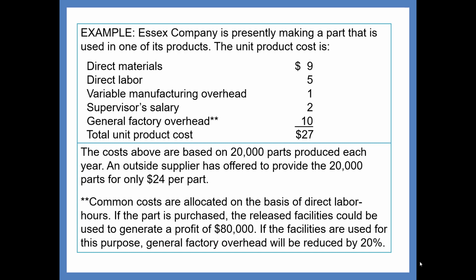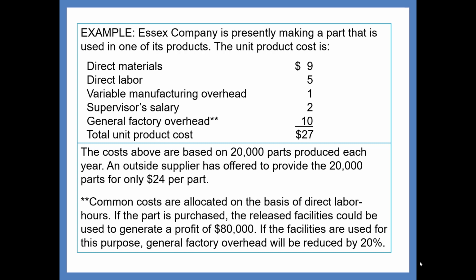Essex Company is presently making a part that is used in one of its products. The unit product cost is direct materials, $9 per unit, direct labor, $5, variable manufacturing overhead, $1, supervisor's salary, $2, general factory overhead, $10, total unit product cost, $27 per unit. The costs above are based on 20,000 parts produced each year. An outside supplier has offered to provide the 20,000 parts for only $24 per part. You can see why management is considering this offer.